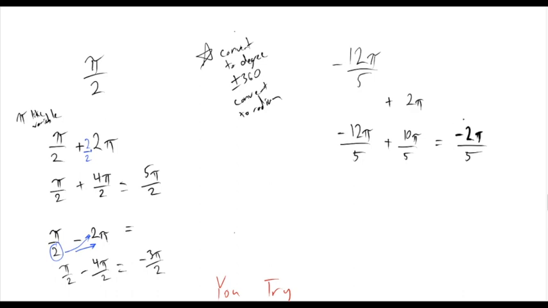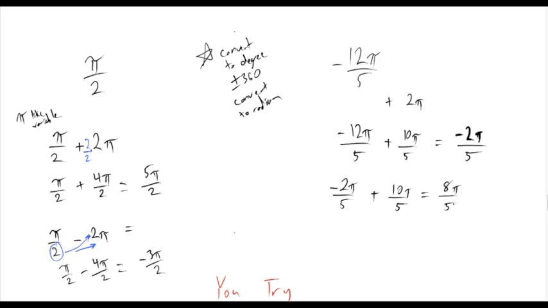So again, I got a negative answer when I added it, so that means I need to add it again in order to get to the positive answer. So I'm going to take negative 2 pi over 5, and I'm going to add, well, I already changed it to 10 pi over 5, so I'm just going to keep 10 pi over 5. And I get 8 pi over 5.